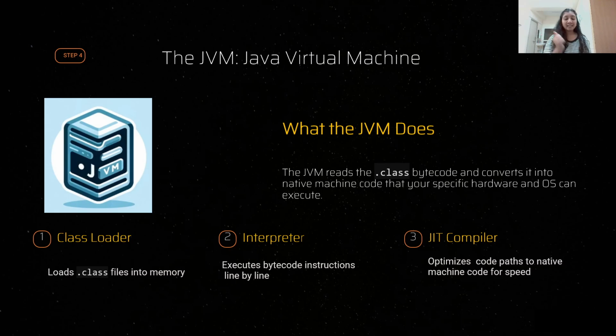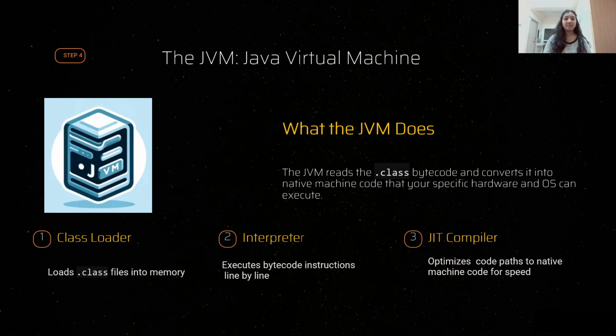So it converts it into the native machine code that your specific hardware and OS can actually execute. The thing about JVM is that because it converts into the language that your OS can execute, that's the reason it's also platform independent. It can run anywhere, wherein the program can actually execute because you're writing in this native language.